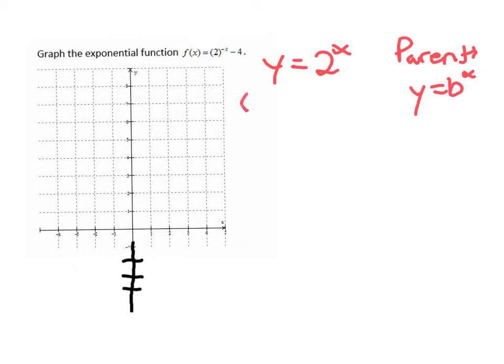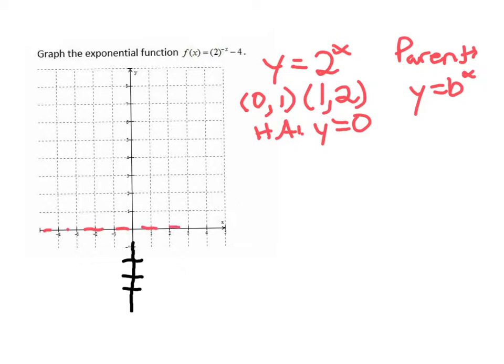Functions of the form b to the x always include the point (0, 1), (1, and then whatever the base is), so in this case (1, 2), and a horizontal asymptote at y equals 0. So we can put those three key features on the page, and that'll help us get a decent sketch of the graph of 2 to the x. So it goes through the points (0, 1), (1, 2), and then I already drew that dotted horizontal asymptote at y equals 0. And I'll make this dotted just to make it clear. This is not my final graph, but here's the parent graph for this problem, 2 to the x.